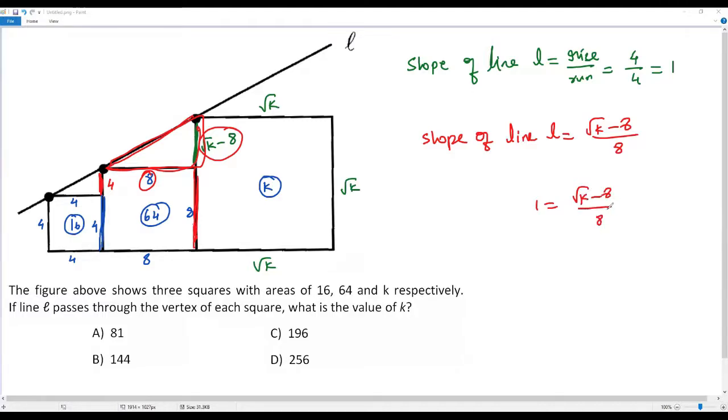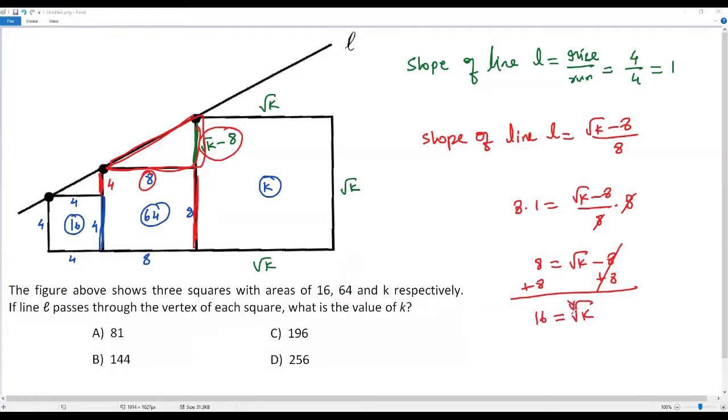Now our aim is to find the value of k. So first let me get rid of this 8. For that we have to multiply both sides of this equation by 8. So this 8 will cancel out, and on the left side 8 times 1 is just 8, and on the right side we have square root of k minus 8. Let me add 8 to both sides. When I add 8 to both sides, this negative 8 and positive 8 will cancel. I'm getting 16 on the left side. On the right side we have square root of k.